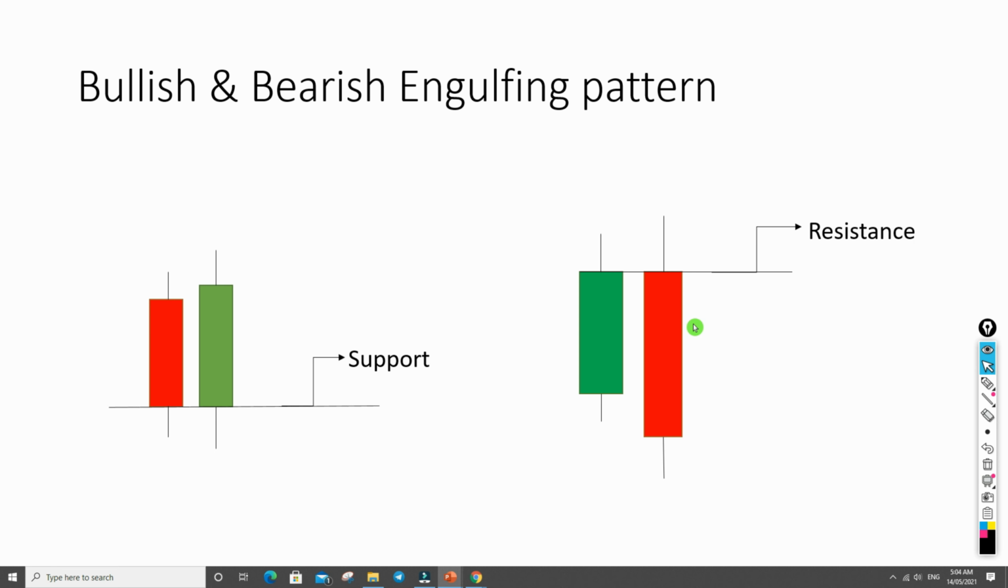So first of all, let's learn the bullish engulfer. What is it? A bullish engulfer is like this. Consider this is a support. So what is a support? A support is a place where the price came and rejected. We'll learn more about it in the future, but for now, consider that this is a support. Think of support like a floor in a house. So this is a support.